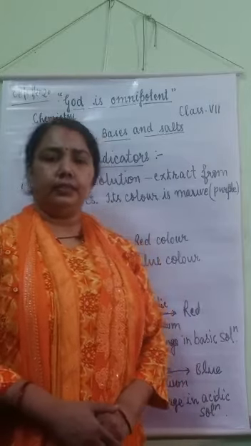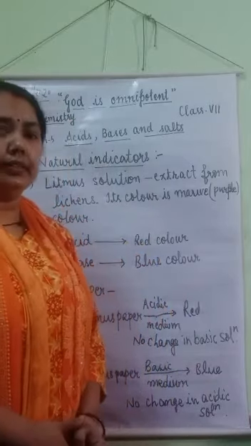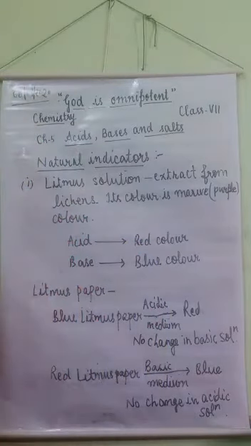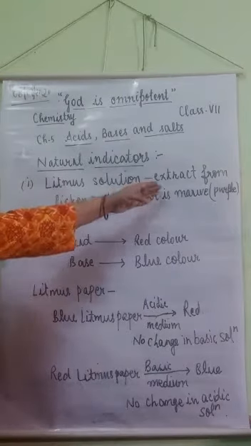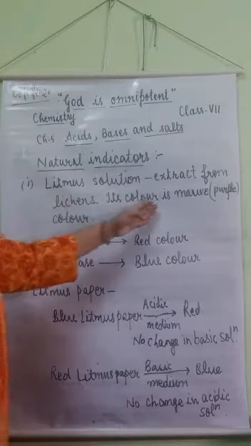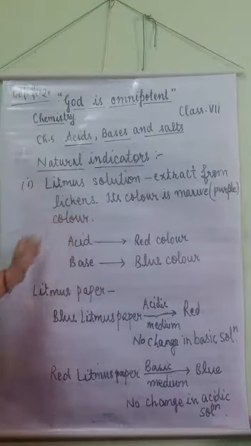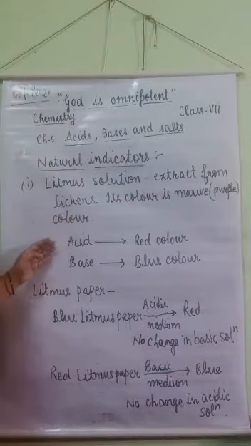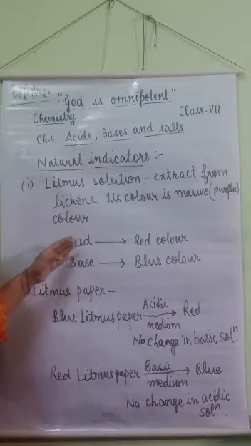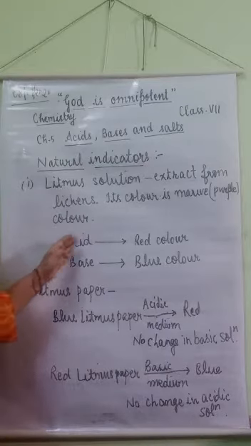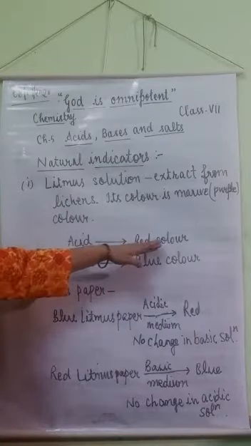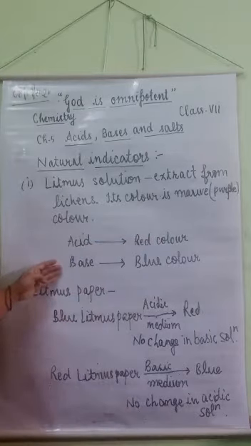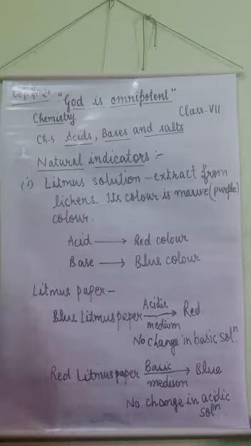Here we are studying some natural indicators. Let's see. First, litmus solution. Litmus is extracted from lichens. Its color is mauve or purple. When this litmus solution is added to an acid solution, its mauve or purple color changes into red. And when we add it to a base solution, its color changes into blue.